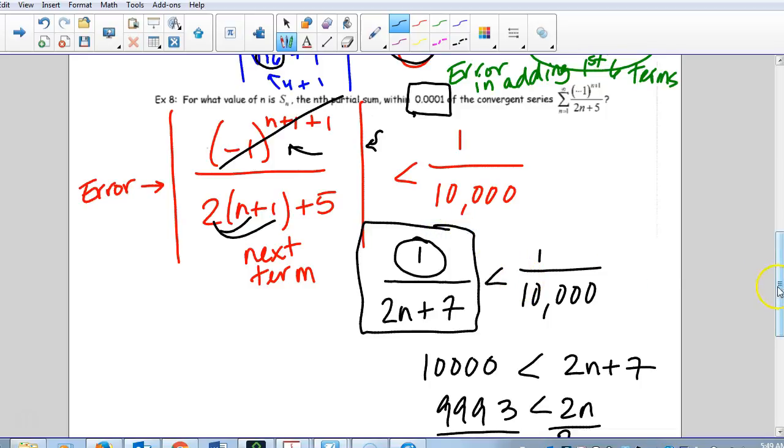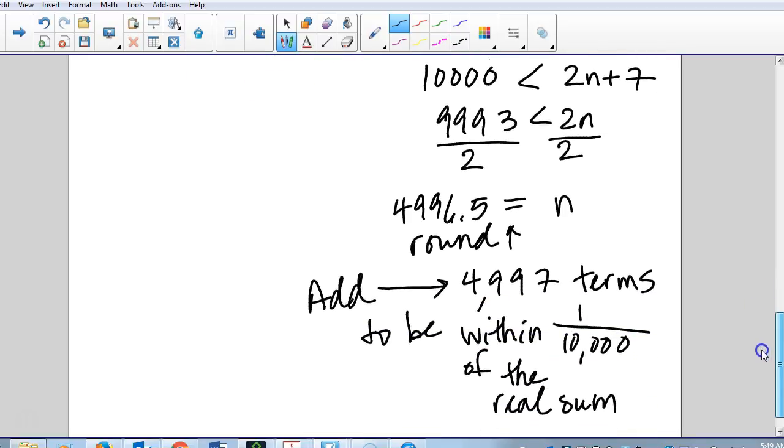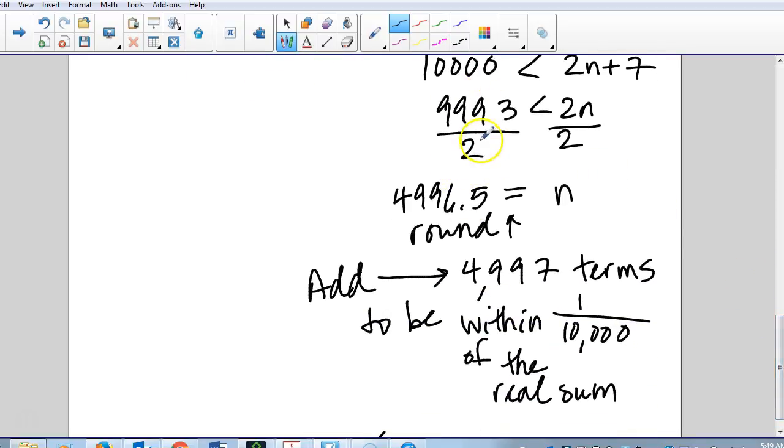And that's just algebra, right? So you guys are multiplying. Remember, you got to multiply in order to preserve the inequality. So top left to bottom right, top right to bottom left. You get an inequality, solve it, and we get n is around 4996. That's how many terms I need to add. So this is saying add that many terms, and you will be within 1/10,000th of the real sum.